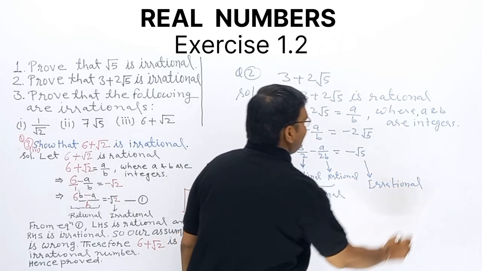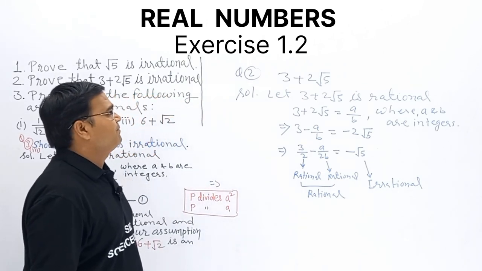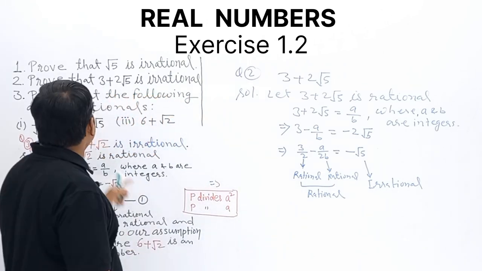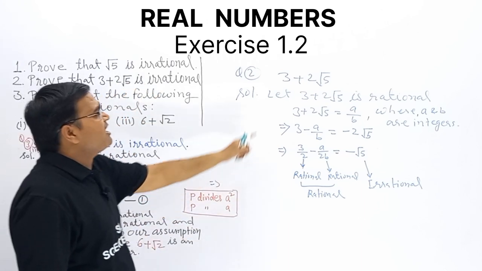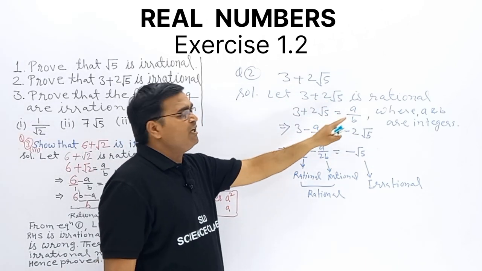This is irrational. So what we can say? What question am I doing? Prove that 3 plus 2 root 5 is irrational. First I am assuming this is rational, putting a upon b.